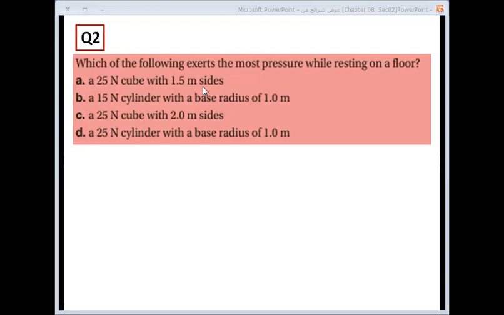Okay. This is the force. It's 25. Well, it's a cube. You know that the cube has this shape. What is the base of the cube? What is the shape of the base of the cube? This is the cube.